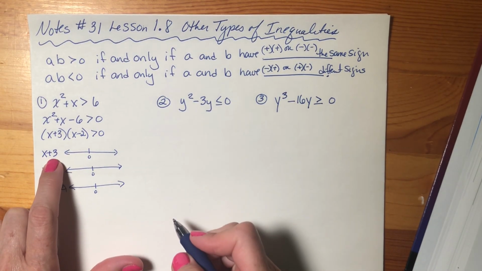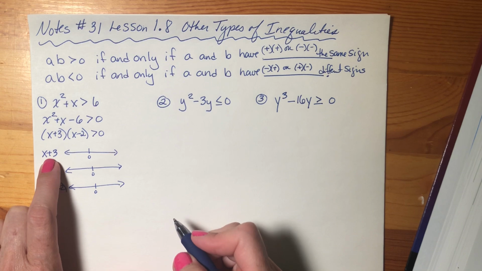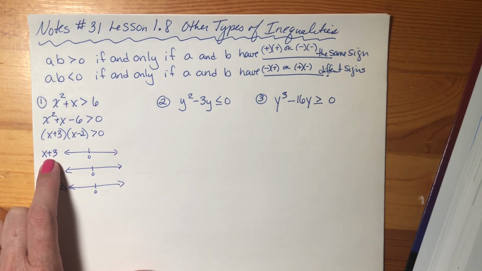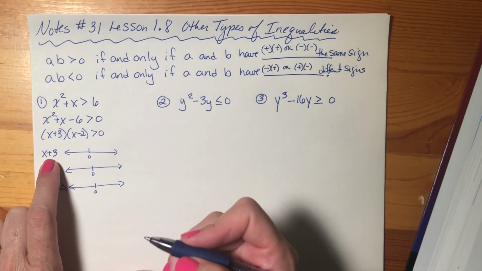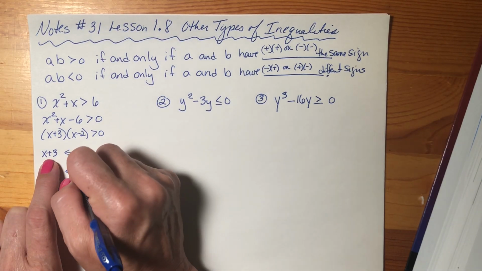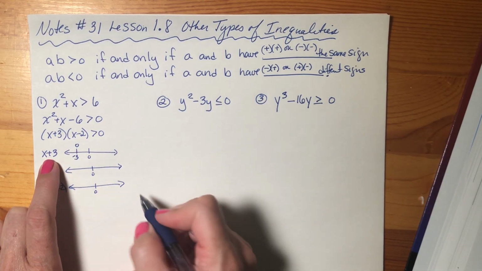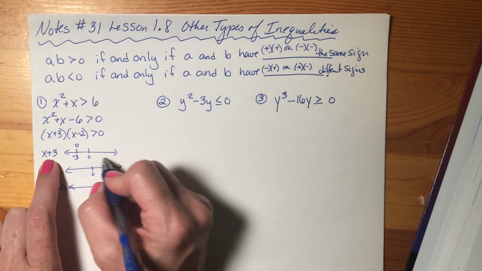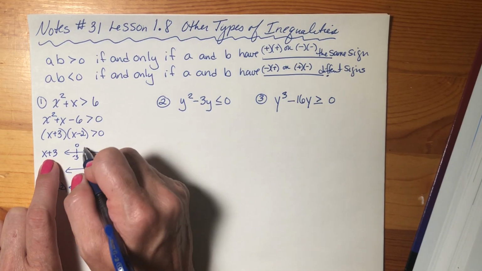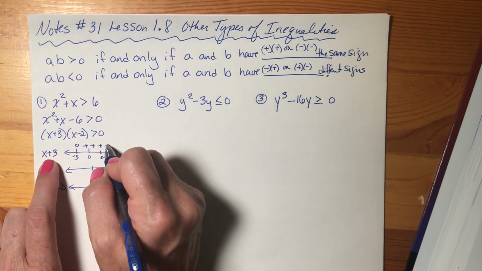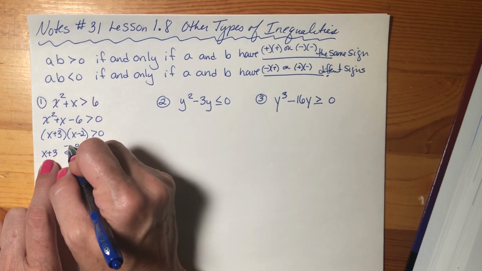So if I have x plus 3, what is going to make the factor x plus 3 positive or negative? So let's start with 0. What would make x plus 3 equal 0? Right, negative 3. So I put a 0 here. If I put 0 in, it's positive. If I put, say, 2 in, it would be positive. So all these values to the right would be positive, and to the left would be negative.